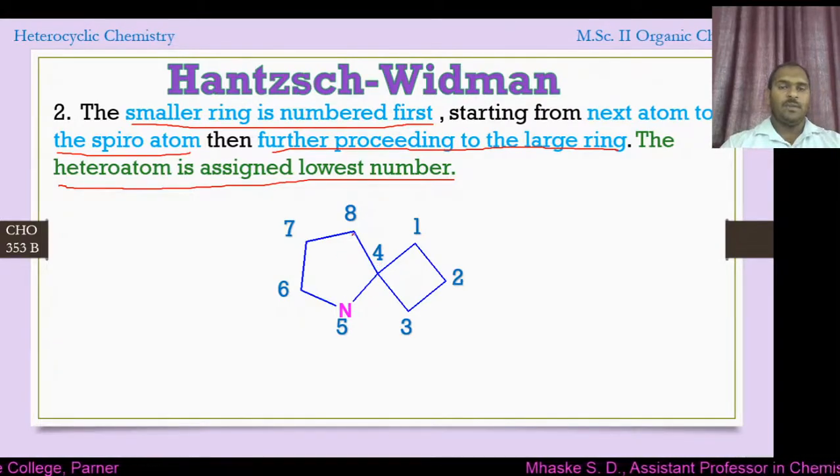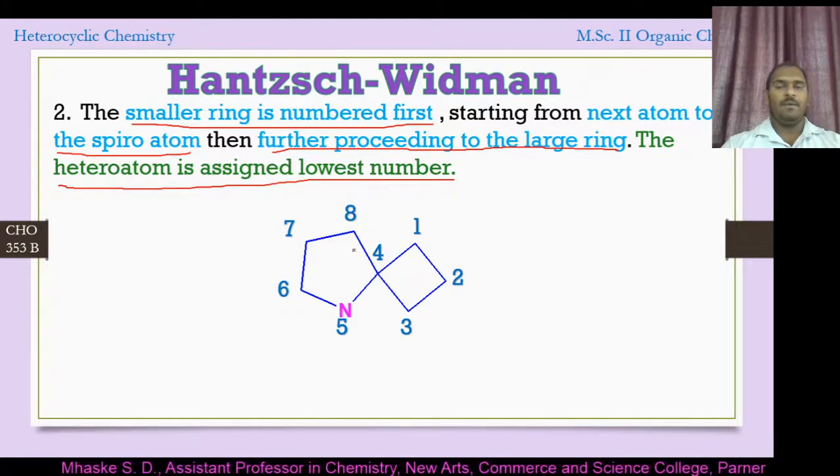Okay, so we have the possibility of writing 5 at the 8 position also, but here we are writing 5 to give the lowest possible number to the heteroatom. So 5, 6, 7, 8. Now if you look at the structure, according to our previous rule, here are 3 atoms, here are 4 atoms, and one is common. The parent structure is an 8-atom structure, which is octane.